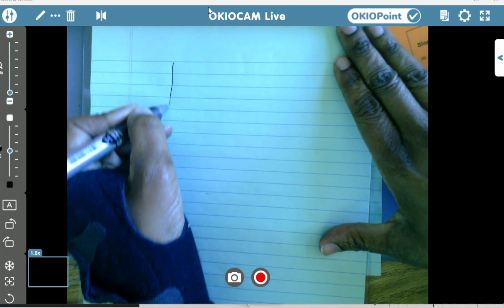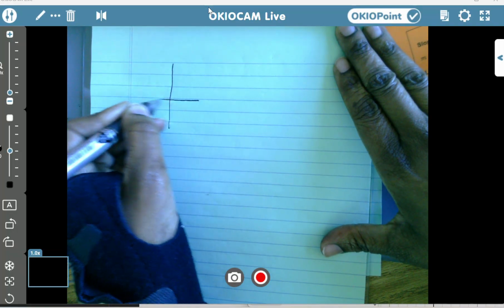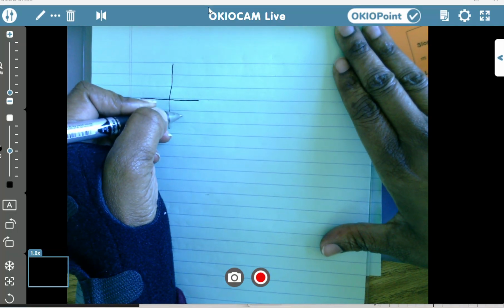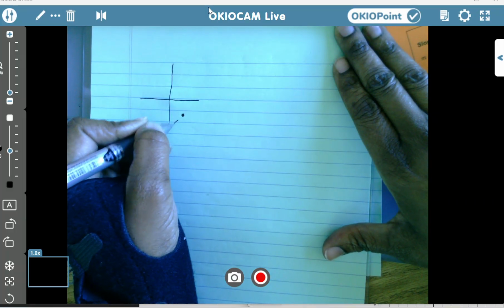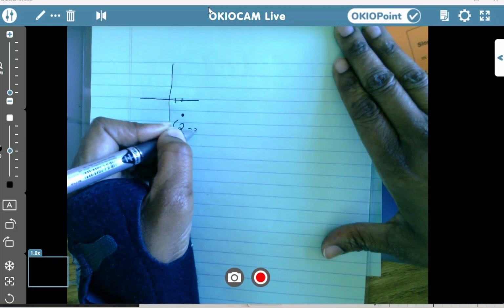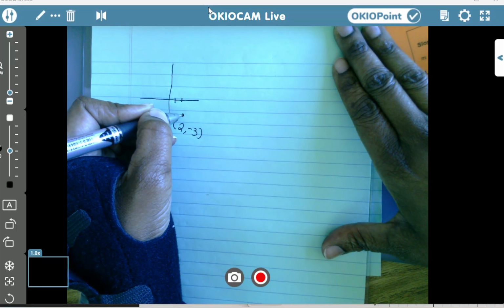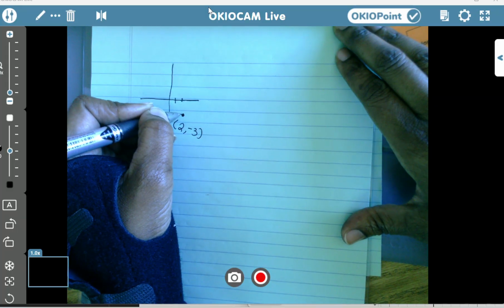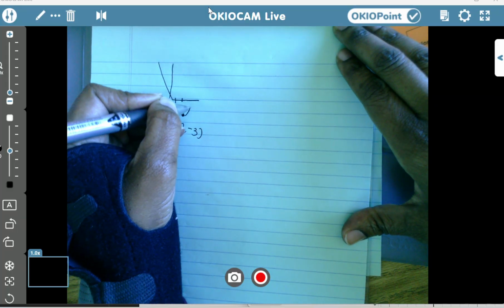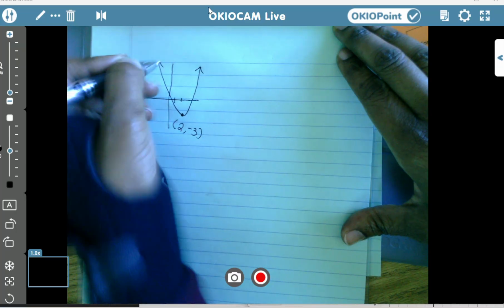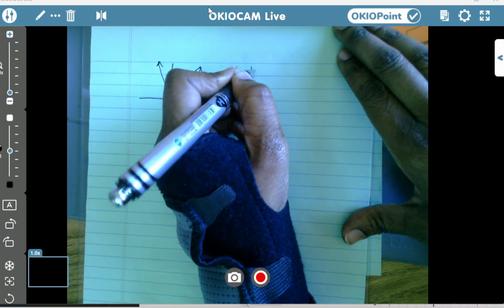We are going to talk now about vertex form. Let's say we have a quadratic, and the quadratic is graphed, and the vertex is here at 2, -3. If you can identify the vertex, you can write the equation in vertex form, and you can use that to write it in standard form.